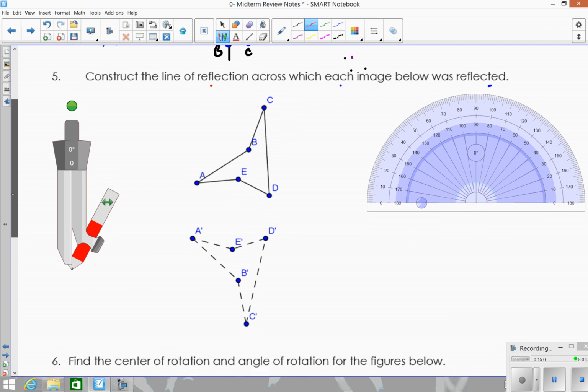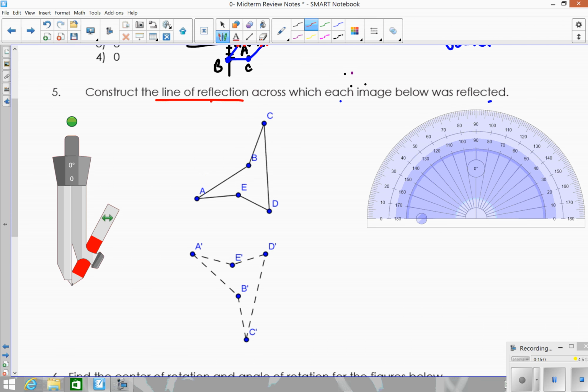The next one's asking you to draw the line of reflection. So the line of reflection is really the perpendicular bisector between any pre-image and image points. So you really only have to do one set of points. You don't have to do all of them because it'll be the same line every time. So basically, if you connect any pre-image and image points, so if I connect from A to A prime, all I have to do is the perpendicular bisector of that.